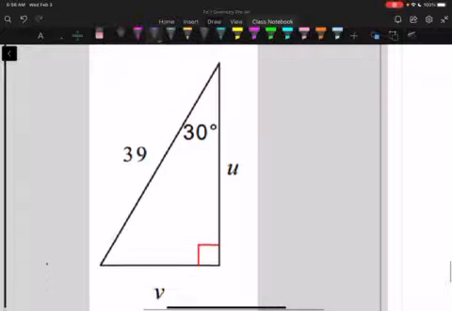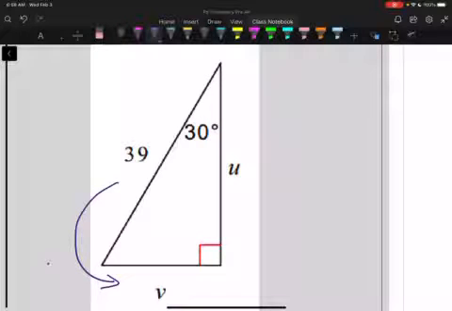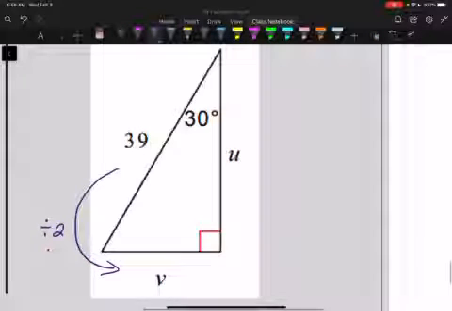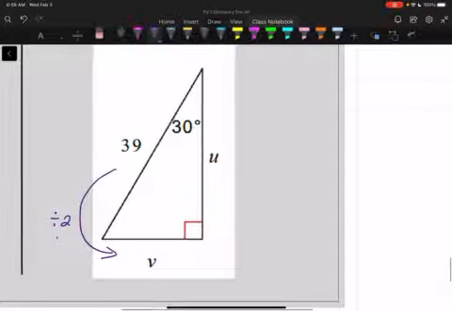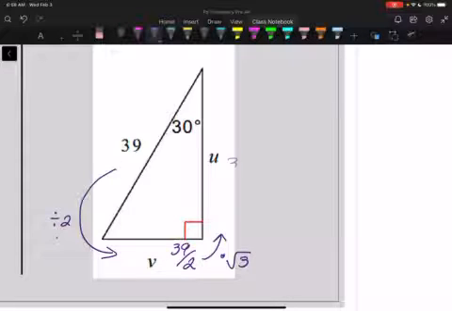And our last example, we are given the hypotenuse, so we need to get to our short side first. So that means I'm going to divide by 2. So that gives me 39 over 2. And then I'm going to multiply by the square root of 3. So 39 over 2 square roots of 3.